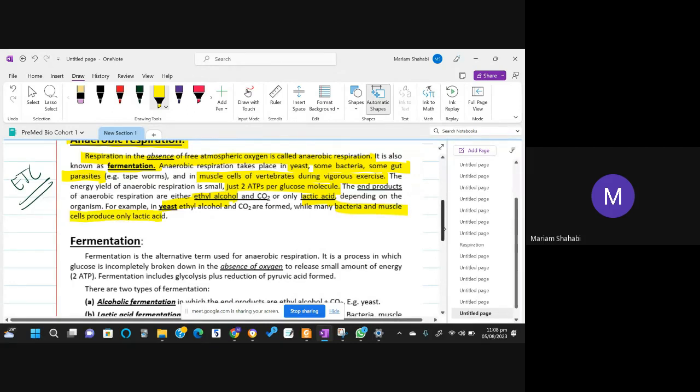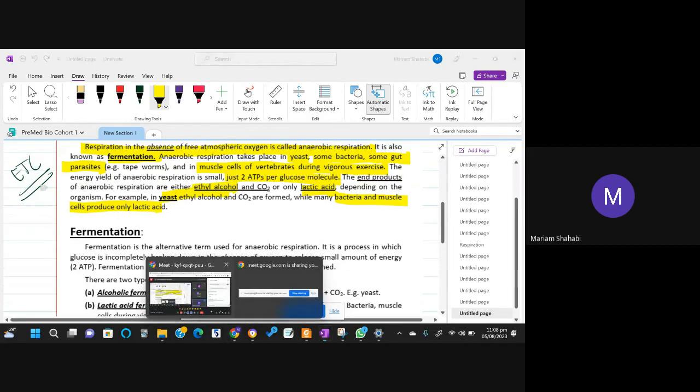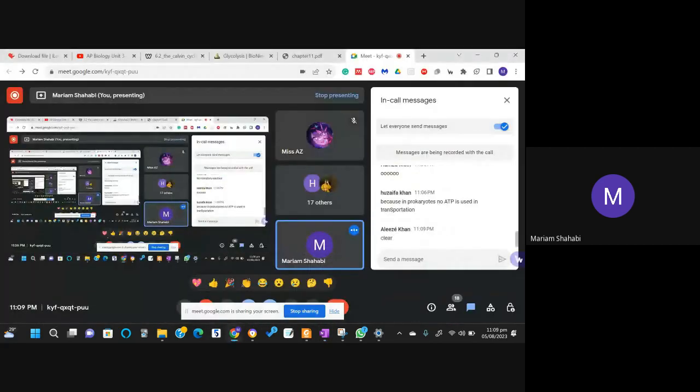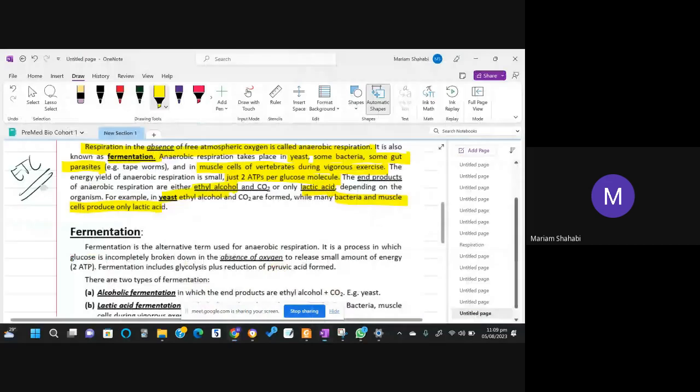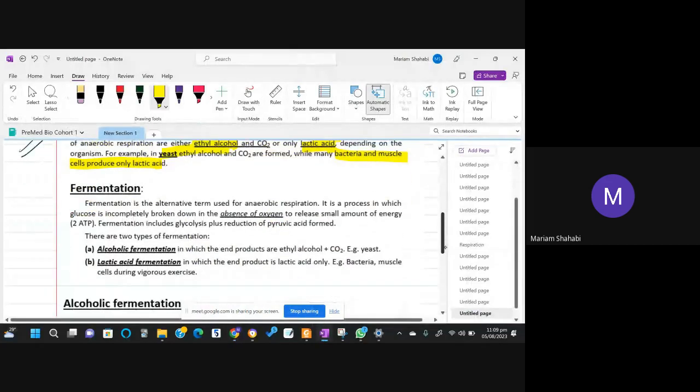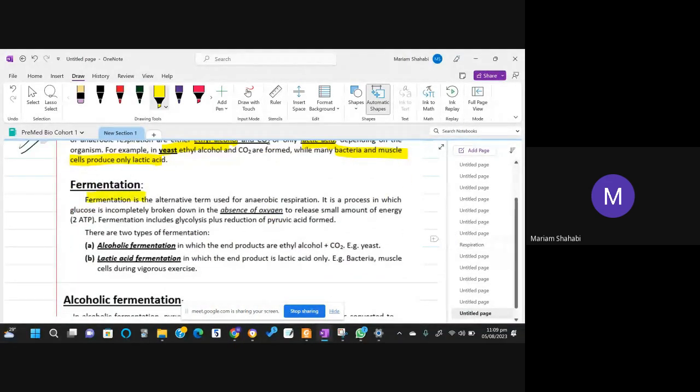I hope that is clear. Any questions इसमें से? Clear. So fermentation is just an alternative term used for anaerobic respiration. ठीक है? It includes glycolysis. Now this is important. This is very, very important. If fermentation is the sum of glycolysis and the reduction of pyruvic acid.